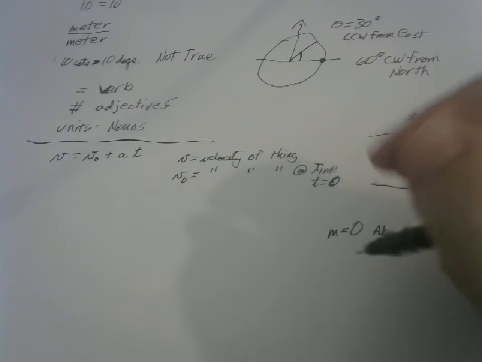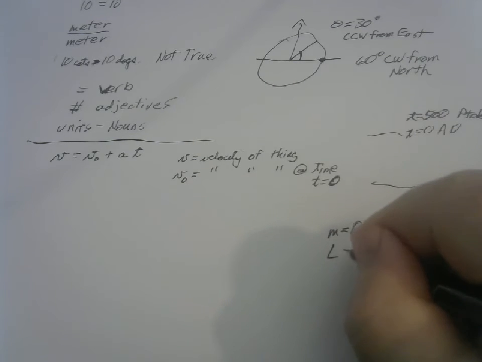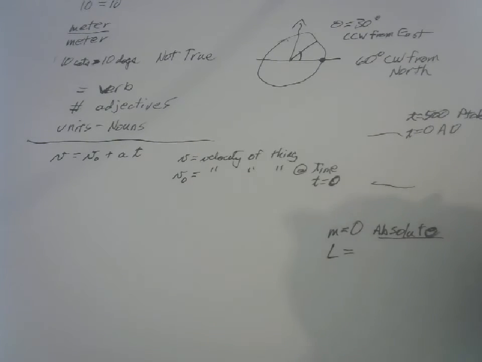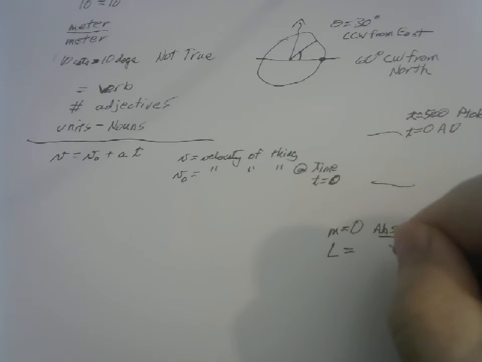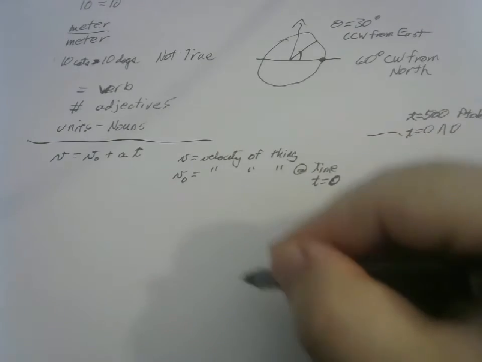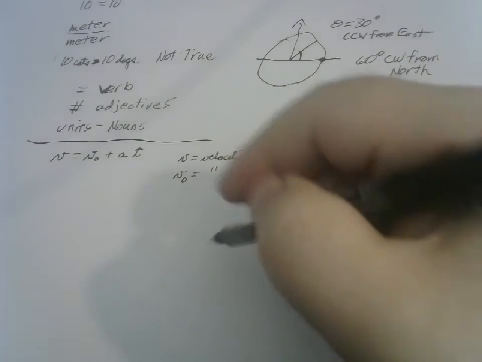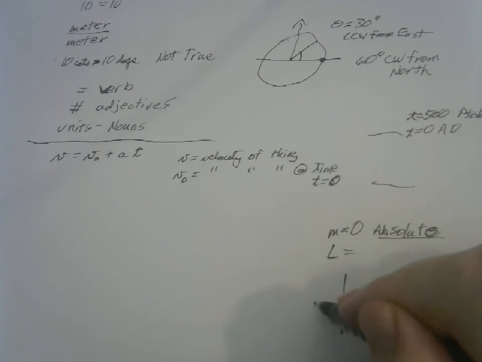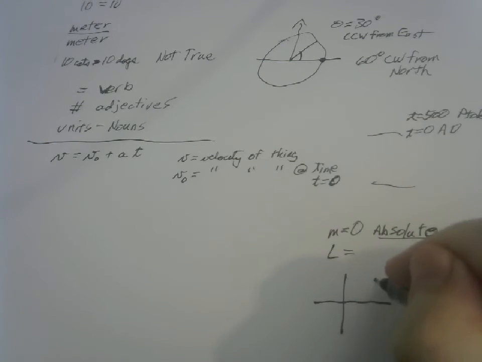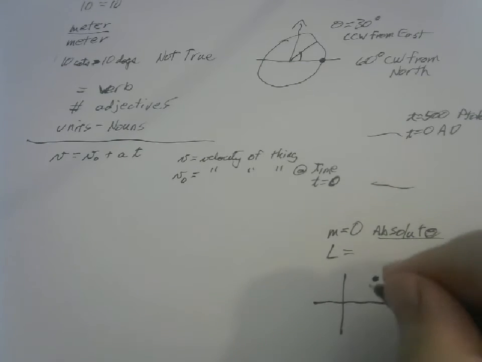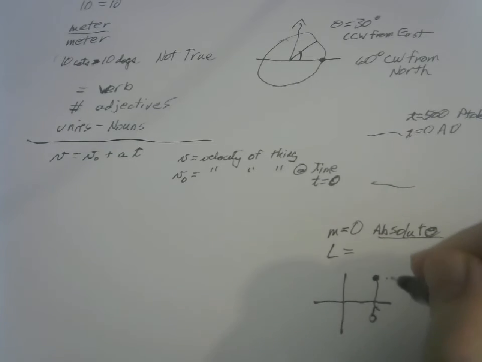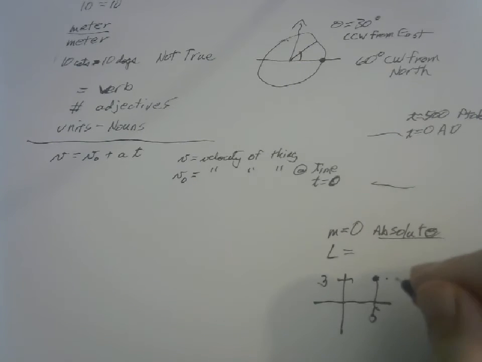Mass, length. Length is generally an absolute measurement because you're going to use a ruler, and that ruler is going to measure something. But you might also decide that L is a set of coordinates. If I said this point was over there, say this was 5 meters and this was 3 meters, then you could say x comma y equals 5 comma 3.